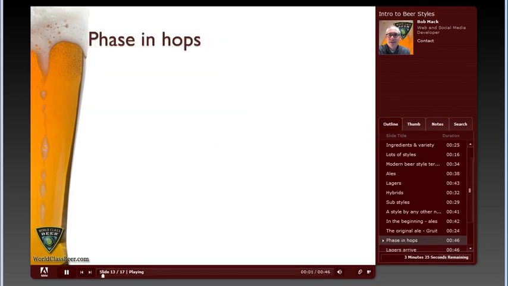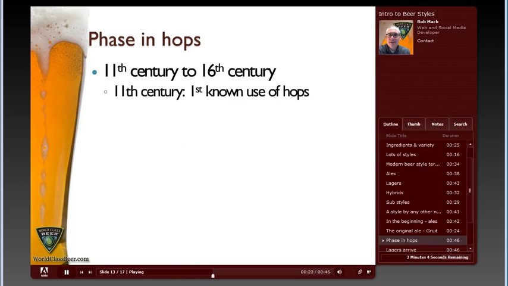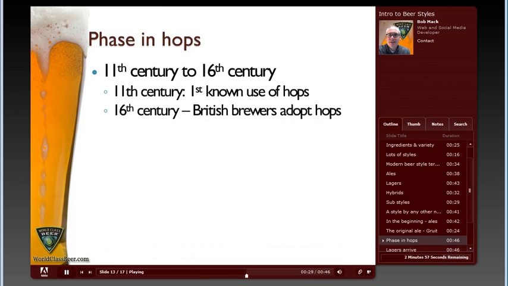Gruit began to die out slowly as brewers began to discover the value of hops. Not only did hops add flavor and balance sweetness, but hops also acted as a preservative for beer, allowing it to last longer. Hops slowly began gaining acceptance between the 11th and 16th centuries AD. The first recorded use of hops in beer occurred in the 11th century, but it took until the 16th century for brewers in Britain to fully accept hops as part of everyday brewing.